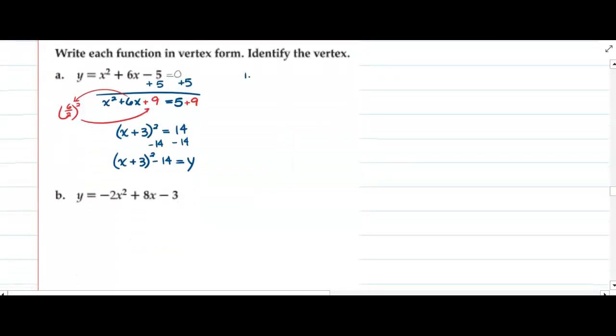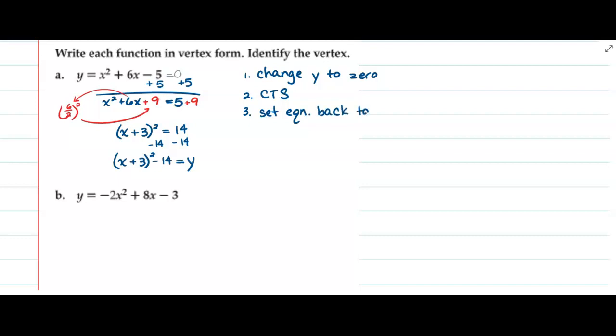So change y to 0. Complete the square. Set your equation back to 0. And change 0 to y. Here we can easily see our vertex now. Our vertex is (-3, -14).